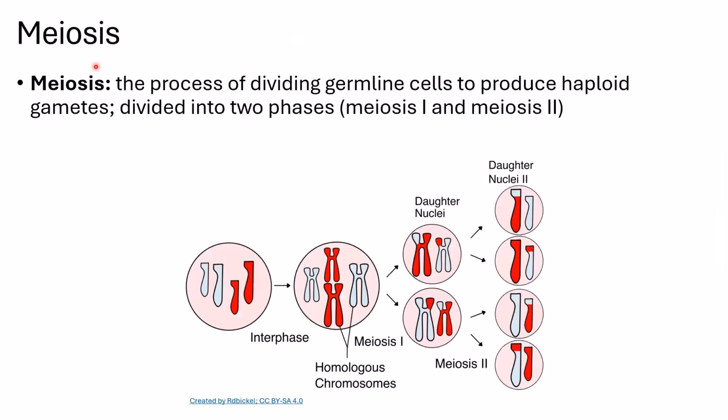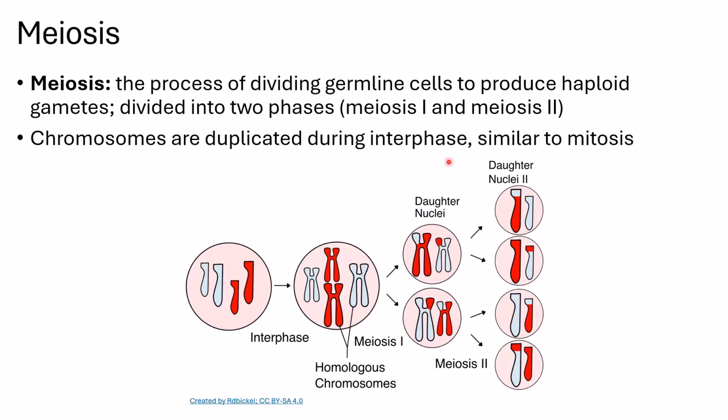Meiosis is the process that germline cells undergo to divide and produce haploid gametes. It is divided into two phases, meiosis 1 and meiosis 2. Like mitosis, it begins with interphase and has the same phases of G1, S, and G2, in which it grows and replicates DNA. This diagram shows two pairs of homologous chromosomes, with the gray chromosomes coming from one parent and the red chromosomes coming from the other parent. Once the DNA is replicated, we still have two pairs of homologous chromosomes, but each one is now duplicated.